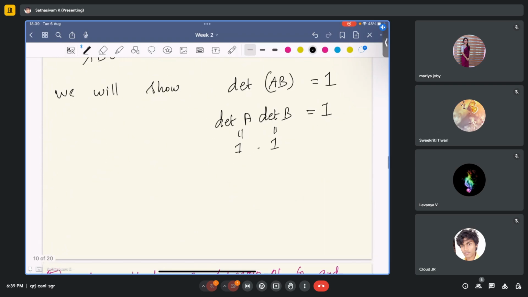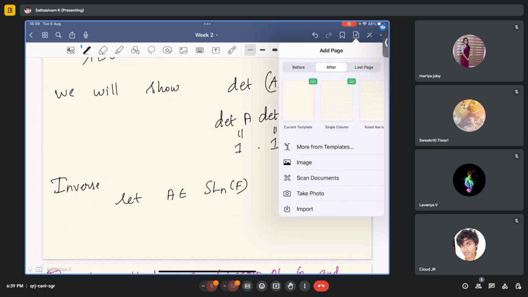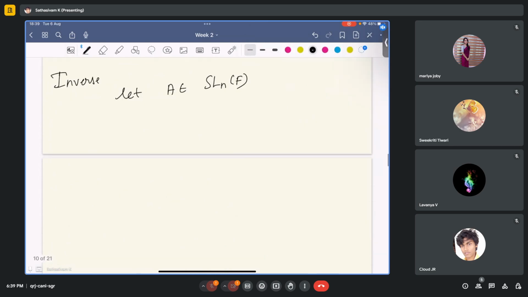Let's look at the inverse. Inverse also goes the same way. So let's say we take A belongs to SLn. So how do you find the determinant of A inverse? I want to find the determinant of A inverse, right? So this is the claim. We know the determinant of A is 1. We are claiming the determinant of A inverse is also 1.